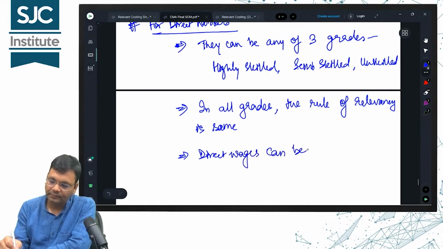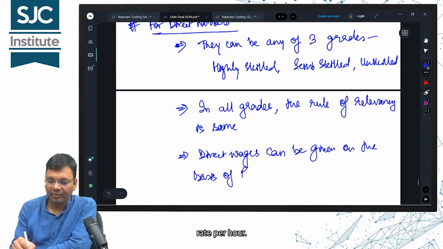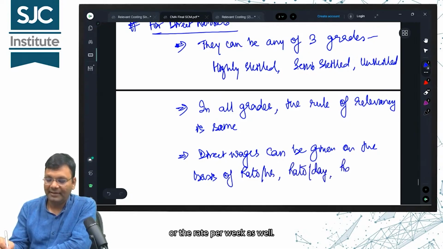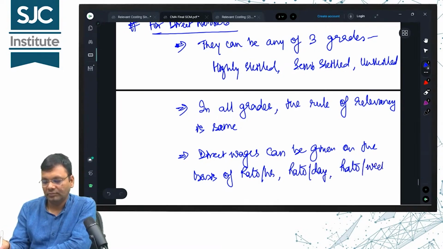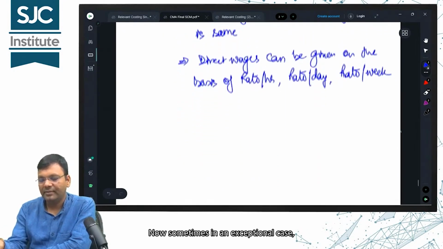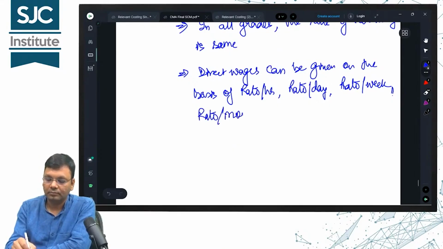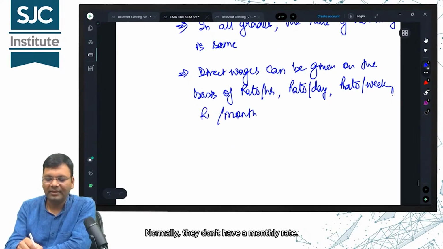Okay. Now, direct wages can be given on the basis of rate per hour, or it can also be the rate per day or the rate per week as well. Now, sometimes in an exceptional case, the rate can also be per month. Normally, they don't have a monthly rate.